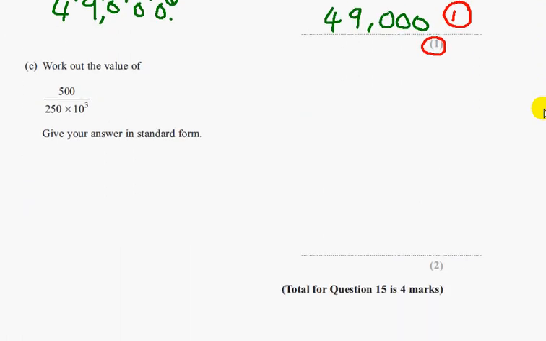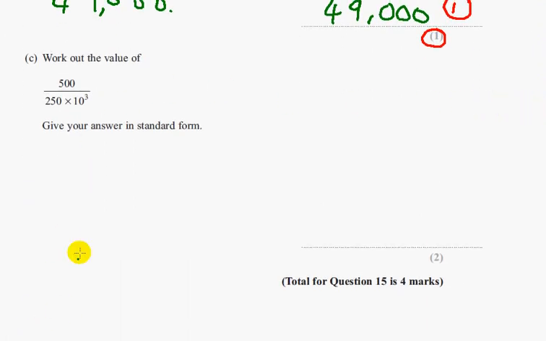Okay. Now part C says work out the value of 500 divided by 250 times 10 to the power of 3. Give your answer in standard form. So if you type that into your calculator correctly, 500 divided by 250 times 10 to the power of 3 is going to be 2 times 10 to the minus 3.